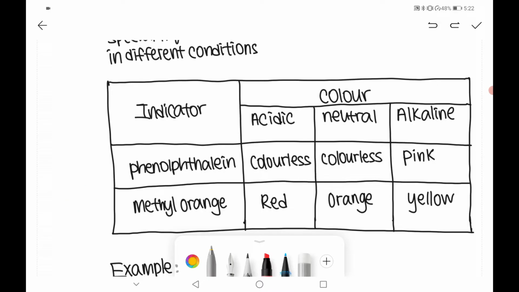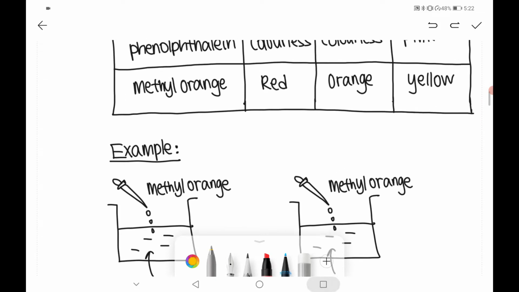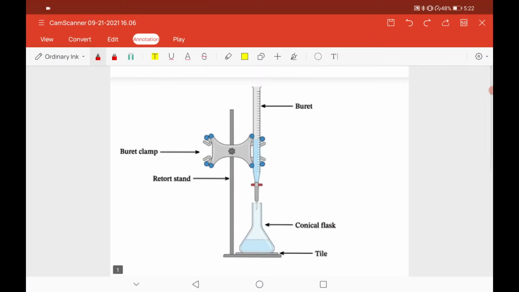So that's everything you need to know about your titration process. Let me show you this picture. This is your titration process. You put a clamp, and in the clamp you put your burette. Inside the burette you put acid. Then at the bottom you have a conical flask, and in the conical flask you put alkali. You put a tile at the bottom so that you can see the color change more clearly.